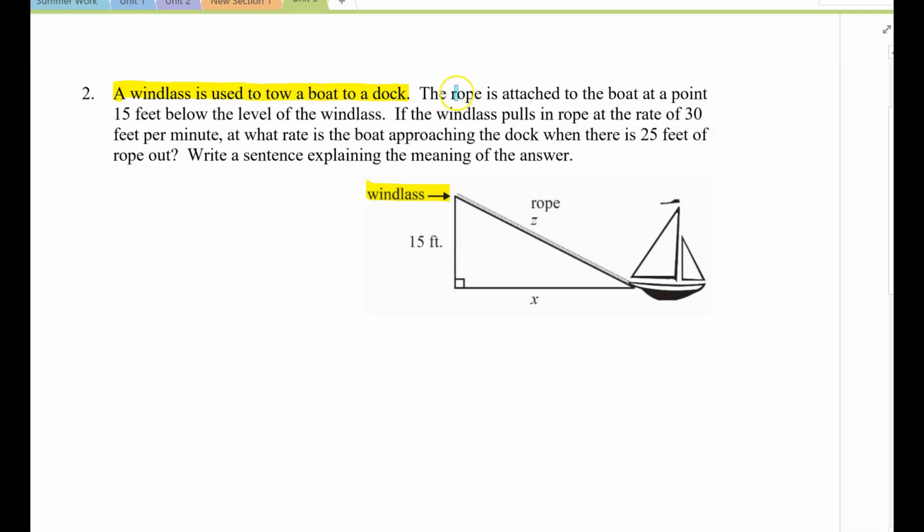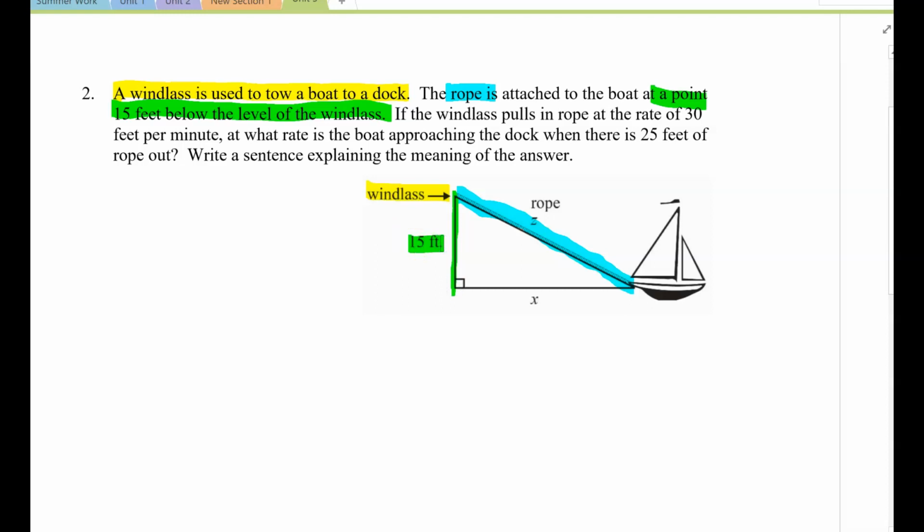Okay, so we have a rope, which is here, and it's attached at a point 15 feet below the level of the windlass. Okay, and that is this information here. So the 15 feet, and all of that is given.